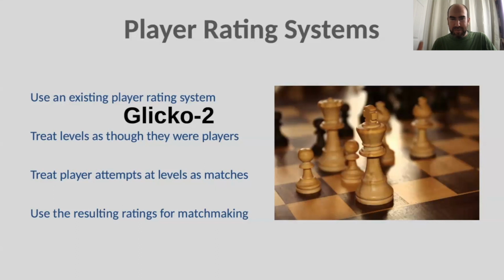Essentially, we built the system where you could treat levels as though they were players, and then do matchmaking on them. Whenever a player attempts a level, that's basically a match. So the player attempts a level, and that's the equivalent of, in a player versus player system, two players competing. And then we could use the resulting ratings to do matchmaking in roughly the same way that you might do for player versus player matchmaking.